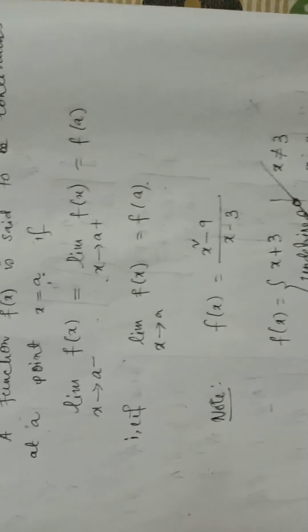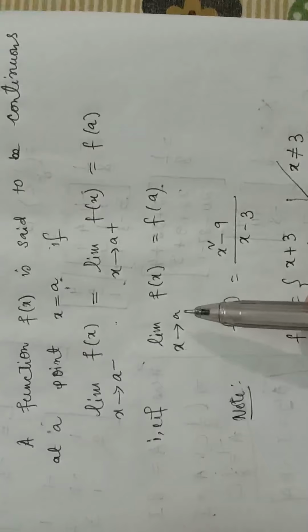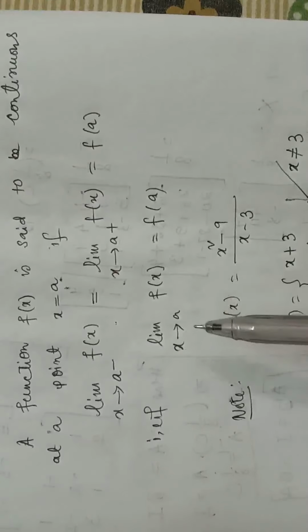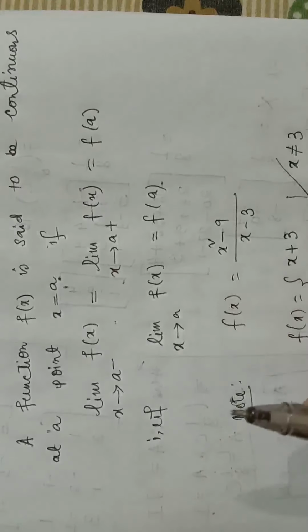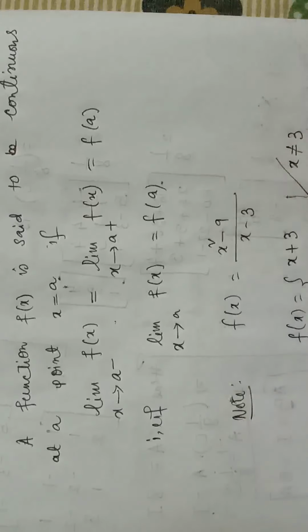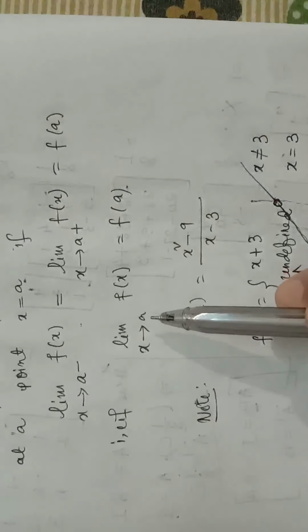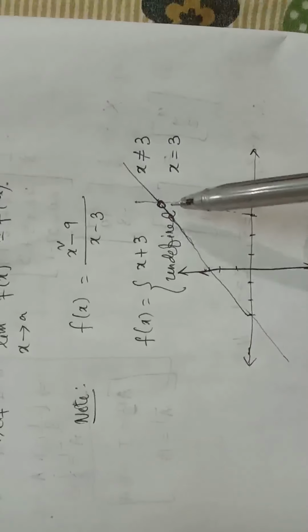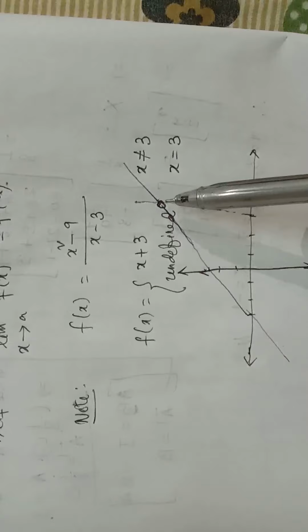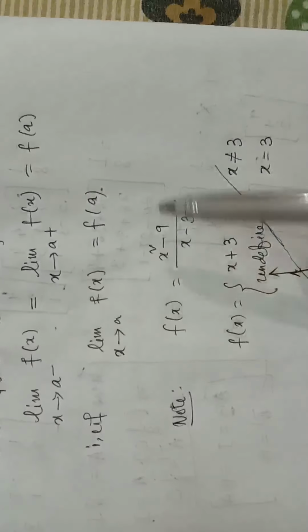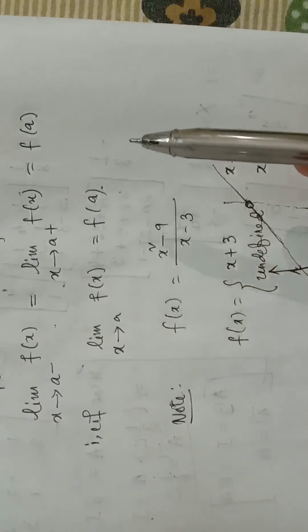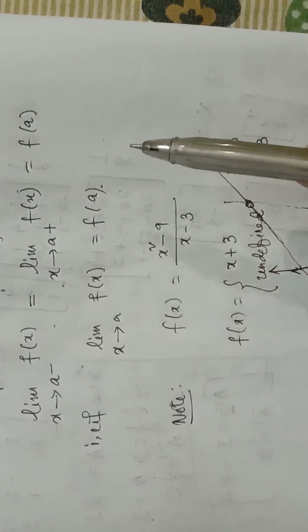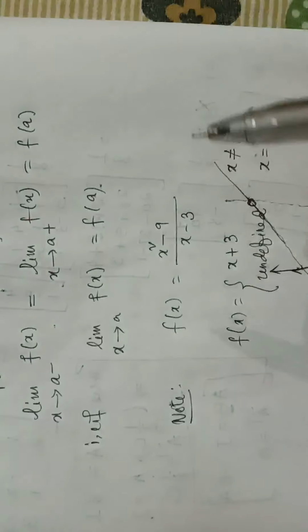So by continuity, we mean if a function is continuous at x equal to a, that means at x equal to a, the graph has no break. If it is continuous at x equal to a, the function has no break. Here at x equal to 3, the function is not continuous, so there is a break. So by continuity we check, if we draw the graph of a particular function, whether there is a break in the graph or not.